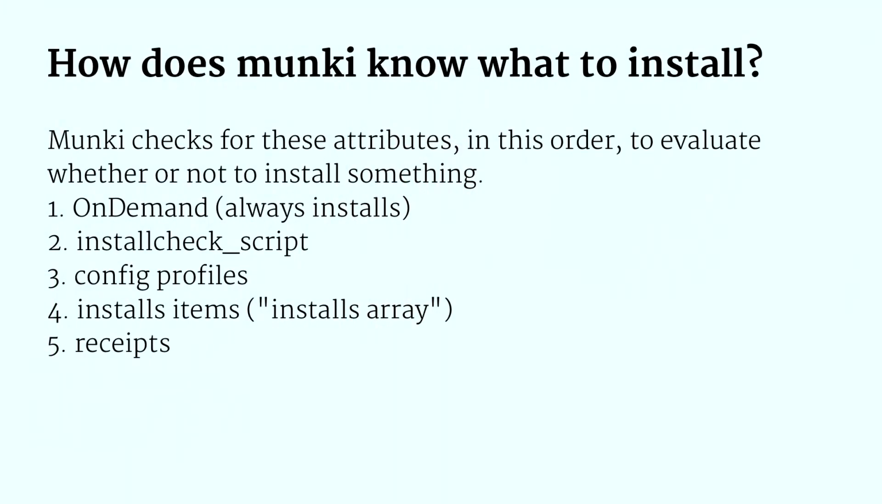Number 2, is there an install check script? If so, sweet. It'll run the install check script, and that will decide, do I need to install, or do I not need to install? Configuration profiles then are evaluated. They have their own special little software bits that I'm not going to get into because it's a little advanced for this session. Then it looks at installs items. That's that installs array we talked about, which can look at files, and then it looks at receipts. The important thing to know here is that if you are specifying an install check script, Munki will not look at installs or receipts. So it's one or the other for that.